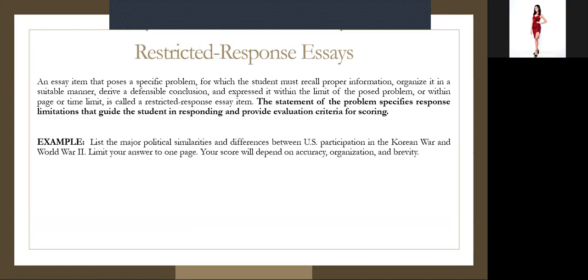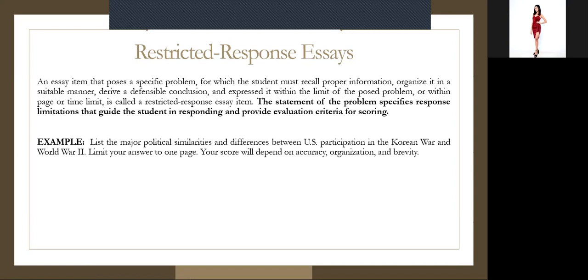Restricted response essays. An essay item that poses a specific problem for which the student must recall proper information, organize it in a suitable manner, derive a defensible conclusion, and express it within the limit of the posed problem or within a page or time limit is called a restricted response essay item. The statement of the problem specifies response limitations that guide the student in responding and provide evaluation criteria for scoring.